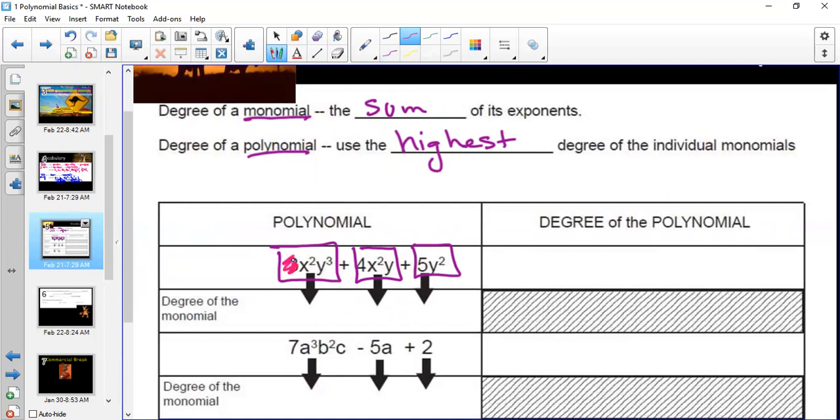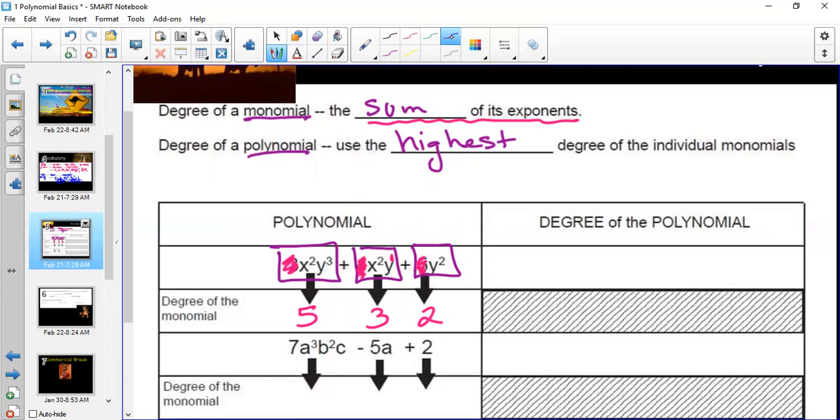Take out the 3. To find the degree of the monomial, you go up here, it says the sum of its exponents. So we have 2 plus 3, that has a degree of 5. All right, I'm going to again take out the coefficient on this one, and I have 2 plus that ninja 1 there, so 2 plus 1, that has a degree of 3. Take out my coefficient on the third one, that only has an exponent of 2, so it has a degree of 2.